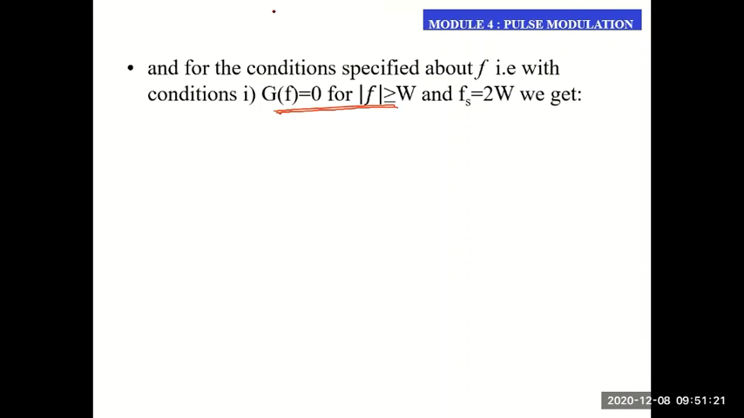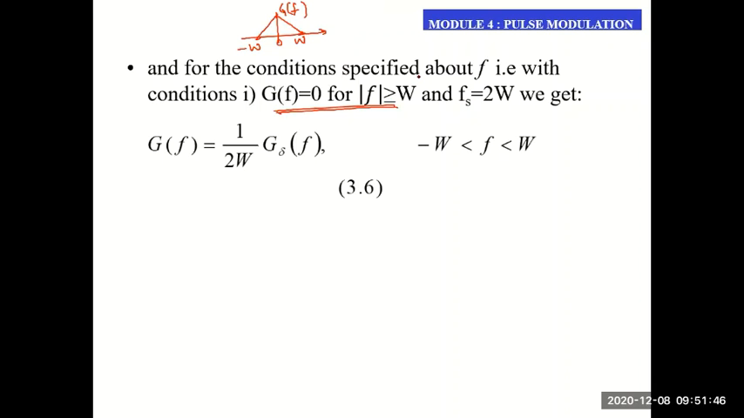Strictly band limited spectrum. It is band limited. Please remember, we are considering a strictly band limited signal whose value exists only between minus W to plus W. So this G of F is strictly 0 for all values of F greater than or equal to W. And the sampling rate is exactly equal to 2W. We get that.